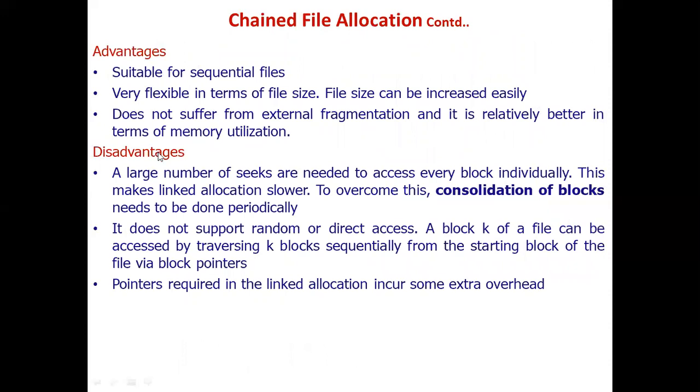Next is the disadvantages. To access a block of a file requires tracing through chain to the desired block. To prevent this, consolidation process must be done. That is, move the data which are present in the data blocks for a particular file to the contiguous blocks. That is called as consolidation.